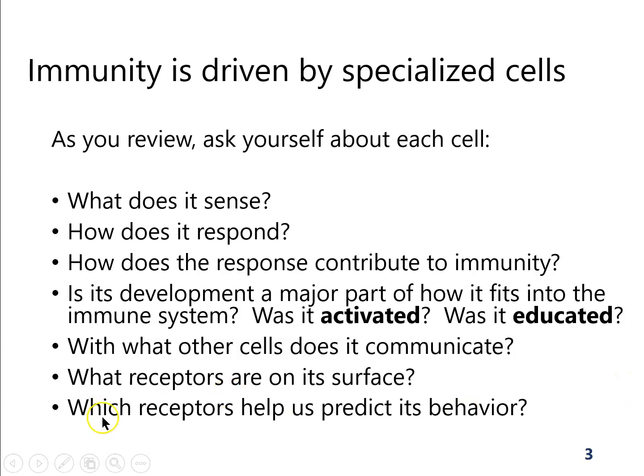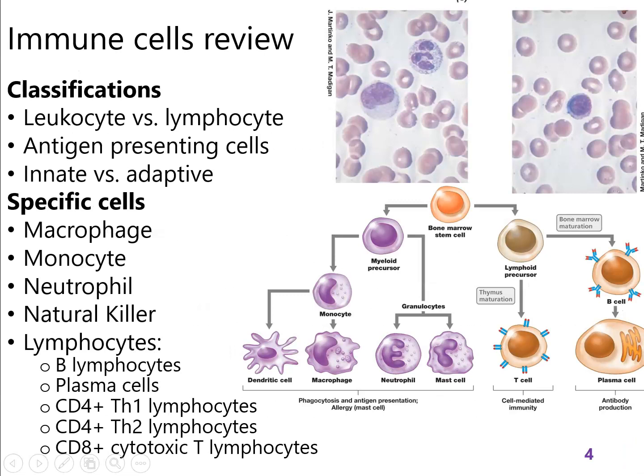etc. And I say, like, what receptors help us predict its behavior. That's useful because when researchers are studying this stuff, to identify cells, they have to use research antibodies to determine which receptors are on cell surfaces, just to understand what they're looking at. So that's important.